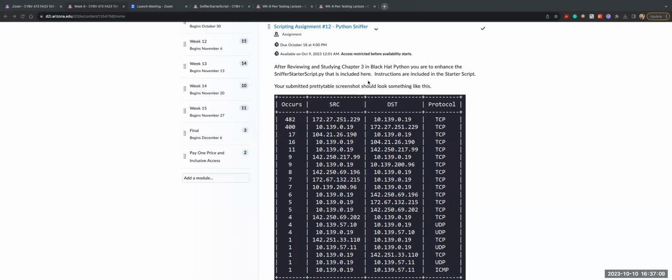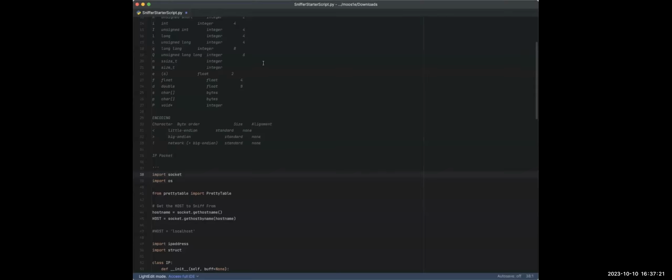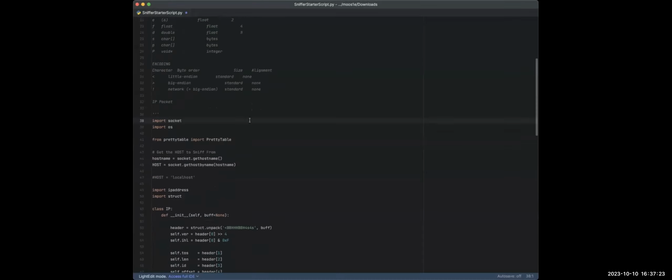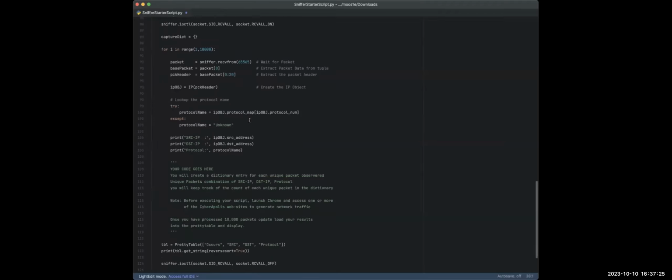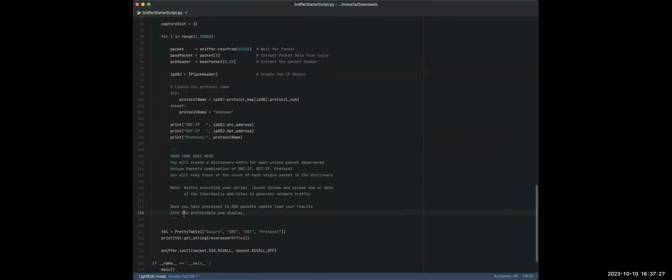There are not going to be any new libraries coming up this week either. So this week is another easier week, kind of like last week was, where pretty much the assignment was in the book. So here's your starter script, right? You need to put your code in here, okay?